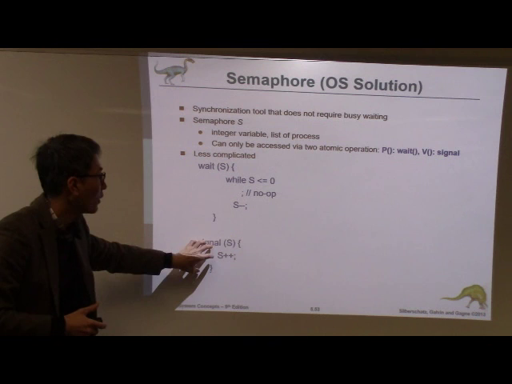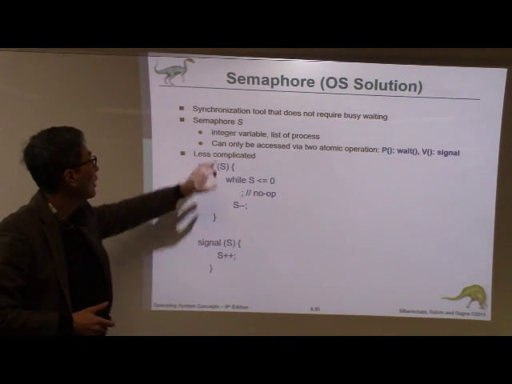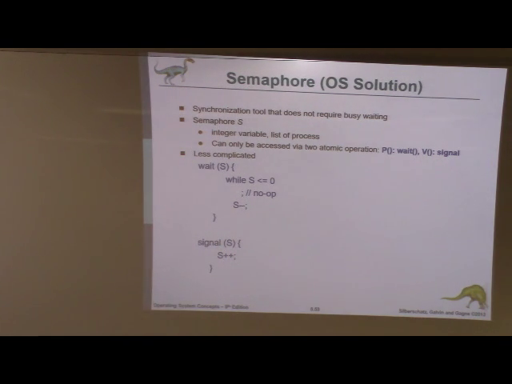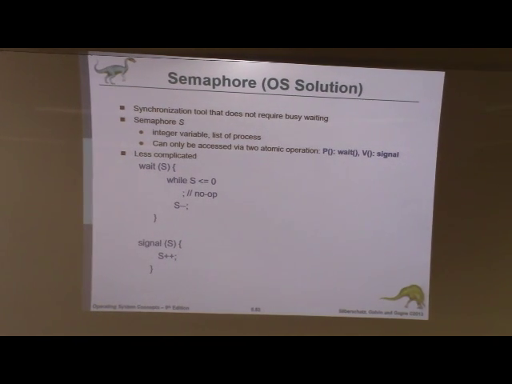And another operation is signal. Signal increases that integer value by +1. There are two operations. Then how can we use the data structure? We can manage how many processes are waiting to enter the critical section.